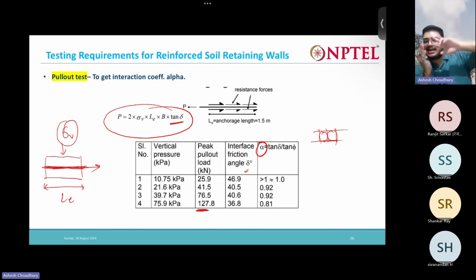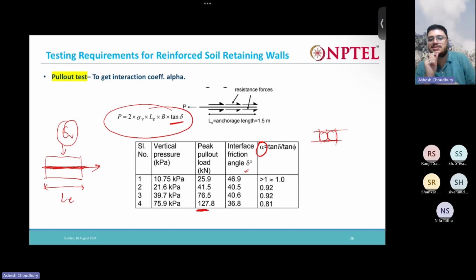So directly, the tan of the soil friction angle we can use at that time. So that time we will have alpha as 1. There are various cases that we will have. So you understood, right? In geogrid, what will happen?